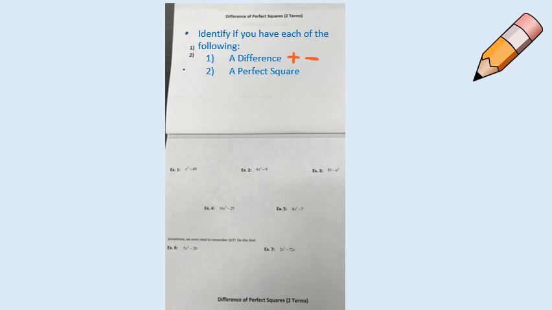A perfect square implies that you can take the square root and you will get a whole number or a whole value. For example, x squared is a perfect square. 9 is a perfect square. 25 is a perfect square, and so on. For the second bullet, we then use it to factor it into two factors, one positive and one negative. Let's apply this to some examples so it makes more sense.